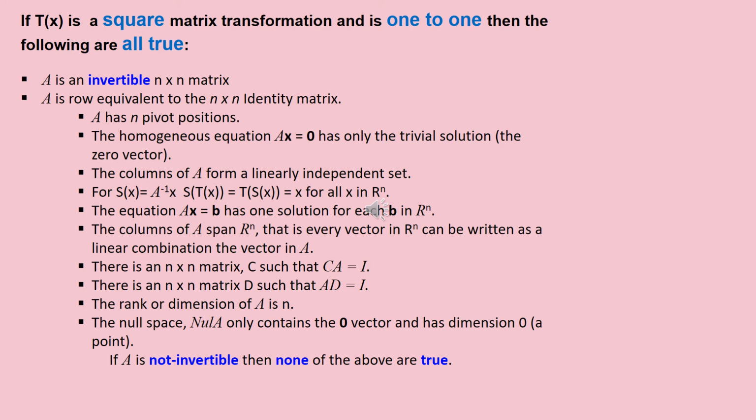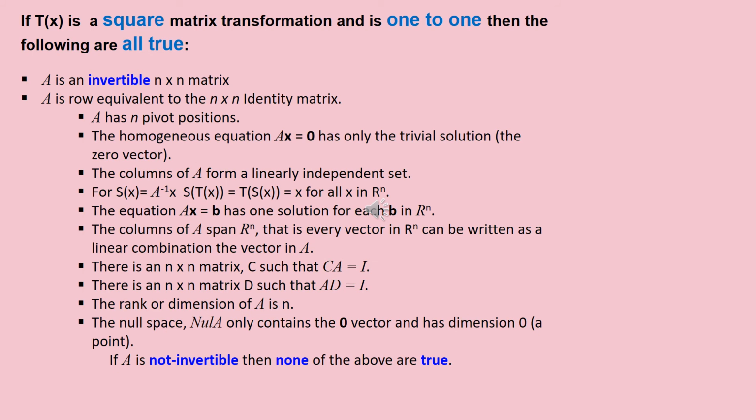And the next two statements are basically just repeating what we said a little bit earlier, that there will be an inverse matrix such that C times matrix A gives you the identity matrix, and A times that matrix will give you the identity matrix. So C and D will be the same matrix. It's just pointing out that you'll be able to multiply either side by A and get the identity matrix.